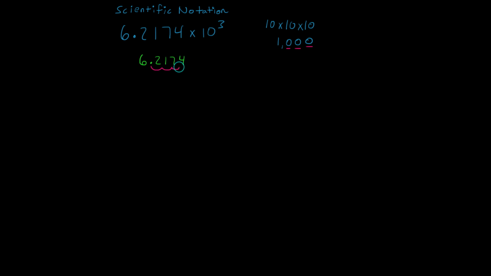So let's do it. 1, 2, and 3. My decimal is going to end here, so let's rewrite this new number as 6,217.4. So I really have 6,217.4. And let's box this information up.